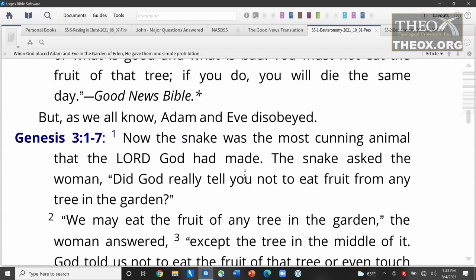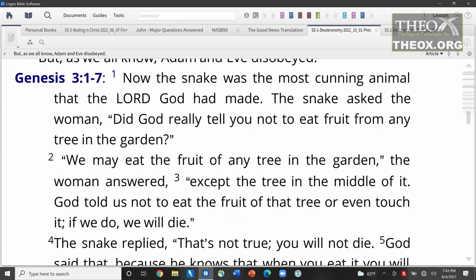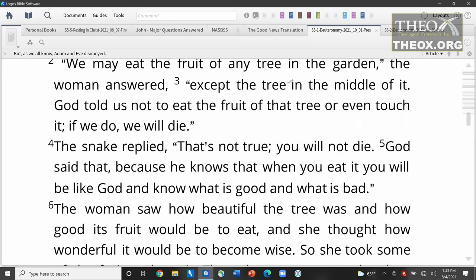And what does Satan say? "Did God really tell you not to eat from any tree in the garden?" So he's saying, you can't eat any of these trees. Go ahead. Verse 2, "We may eat the fruit of any tree in the garden," the woman answered, "except the tree in the middle of it. God told us not to eat the fruit of that tree or even touch it. If we do, we will die."